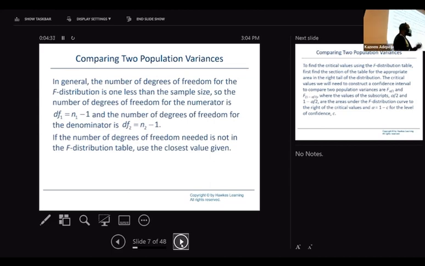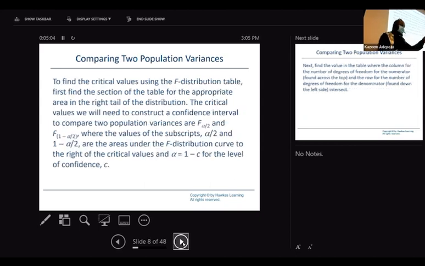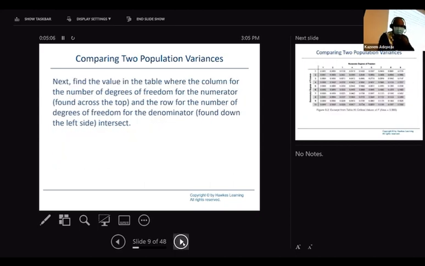We're going to have two different degrees of freedom, because we're taking samples from two different groups. The F distribution has a degree of freedom for the numerator and a degree of freedom for the denominator. The degree of freedom for the first one is the sample size chosen from the first group minus 1, and likewise for the other group.